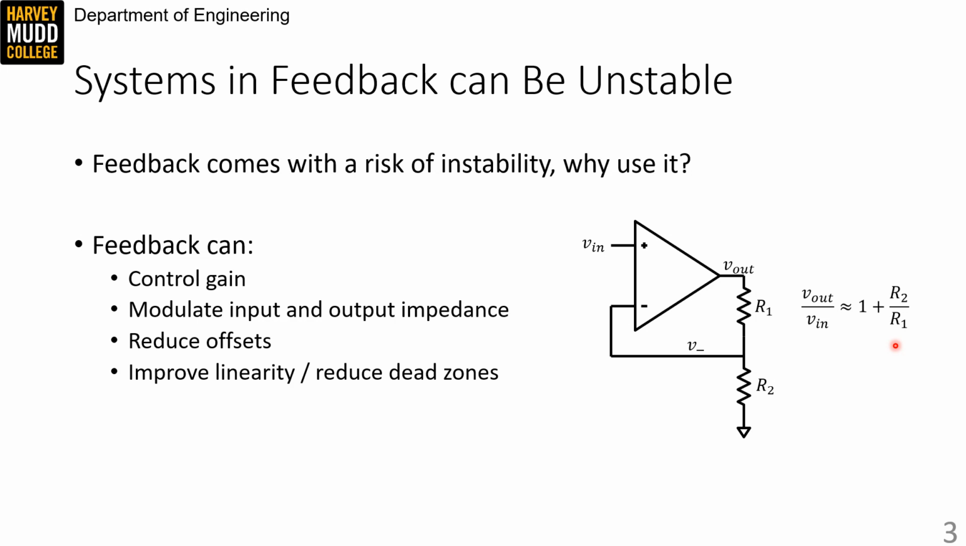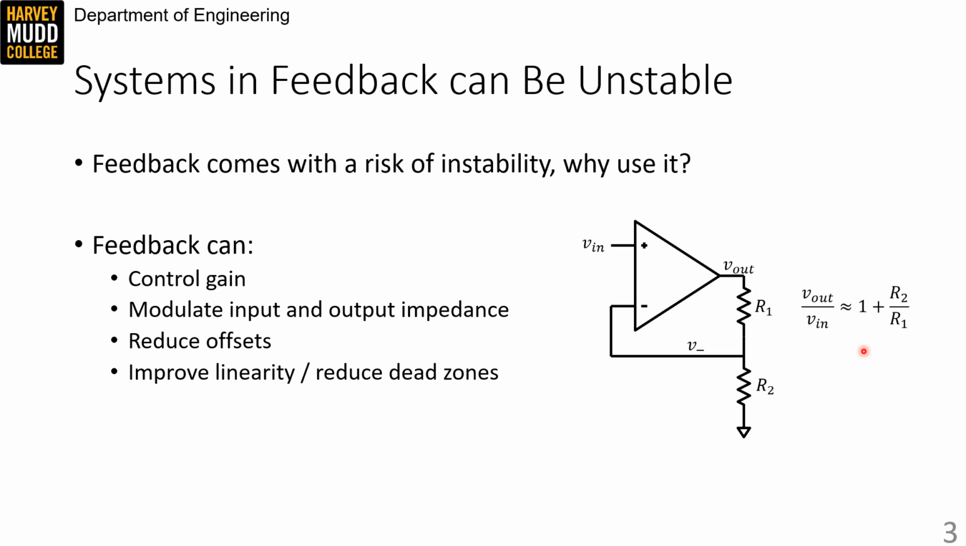because R1 and R2 can be made quite precise as external components, and also ratios of resistors are immune to temperature changes since they both change together. So overall, this configuration gives us a very stable gain against a lot of possible perturbations. We'll take a very close look at the mathematical foundations of that on the next slide.